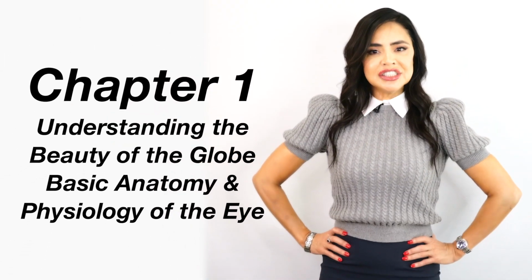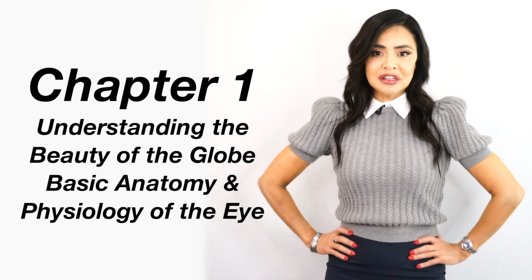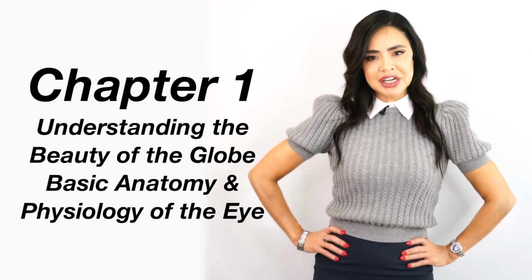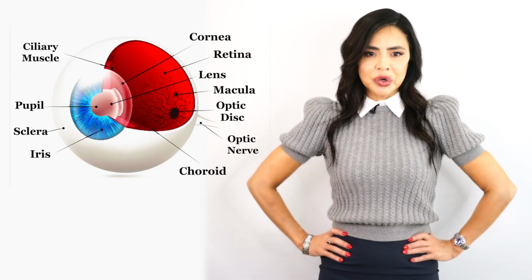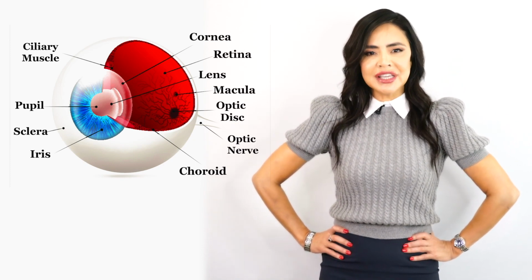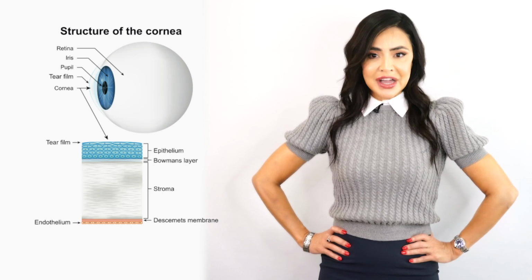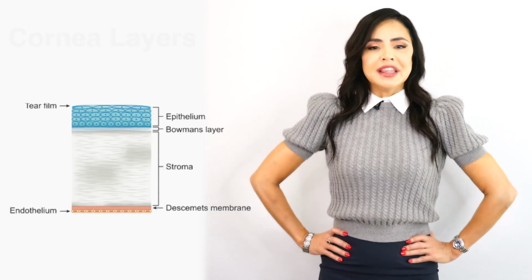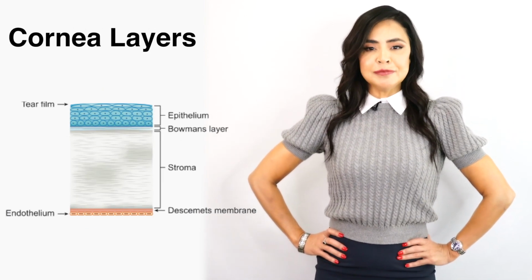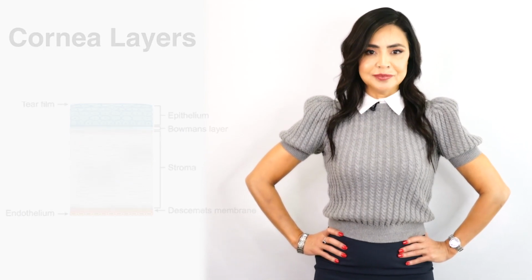Chapter 1, Understanding the Beauty of the Globe, Basic Anatomy and Physiology of the Eye. In the first chapter, we understand and review the eye's basic anatomy. We go over the cornea, pupil, iris, retina, and learn how they all work together to give us the amazing gift of sight. The cornea alone is extremely complex and includes 5 layers. They are the epithelium, the Bowman's membrane, the stroma, Descemet's membrane, and the endothelium.